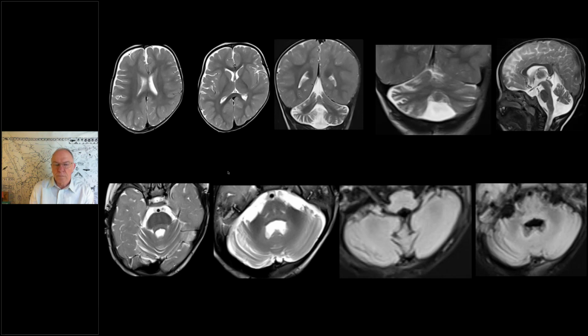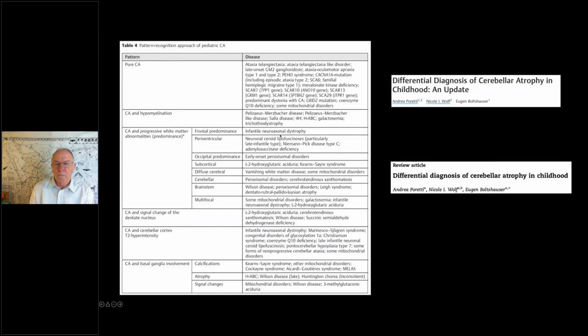So just to point out, the finding is a little non-specific, but if one wants to review these conditions, there are two seminal papers from Dr. Boltshauser et al. And here is a pattern recognition approach of pure cerebellar atrophy and cerebellar atrophy associated with other findings in the brain.